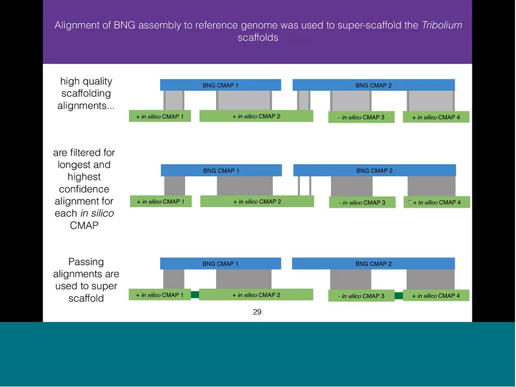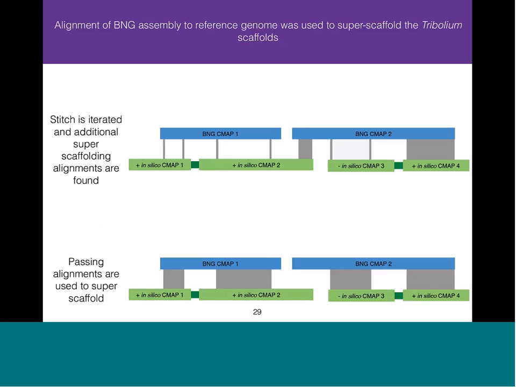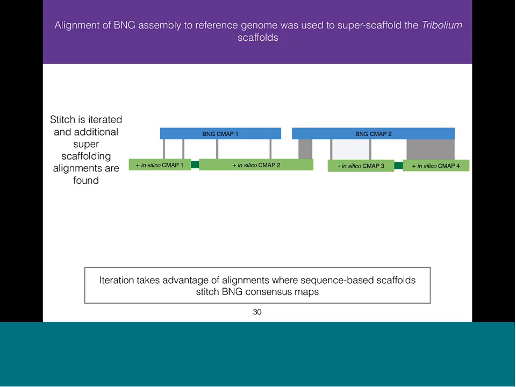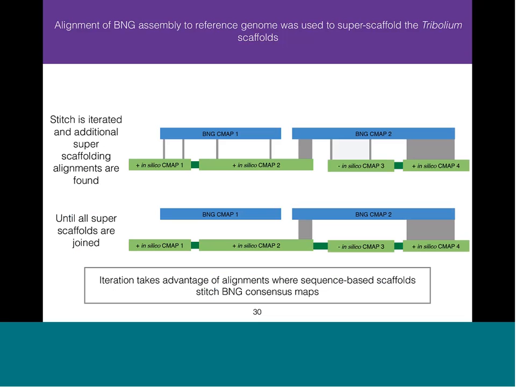So we represent that in a Class A file, a super scaffold Class A file, and we can actually iterate this process to take advantage of situations where in silico CMAP scaffolds BNG CMAP. So the second time through this process, now our best scaffolding alignments would be the third and fourth alignment, which would join together in one large super scaffold all of the CMAPs.